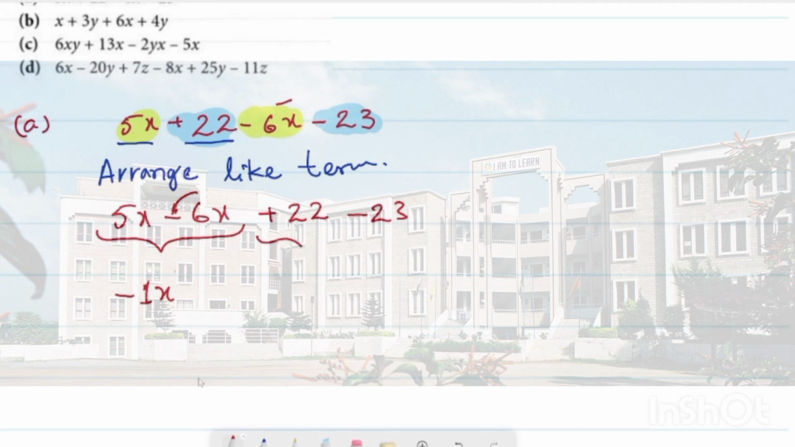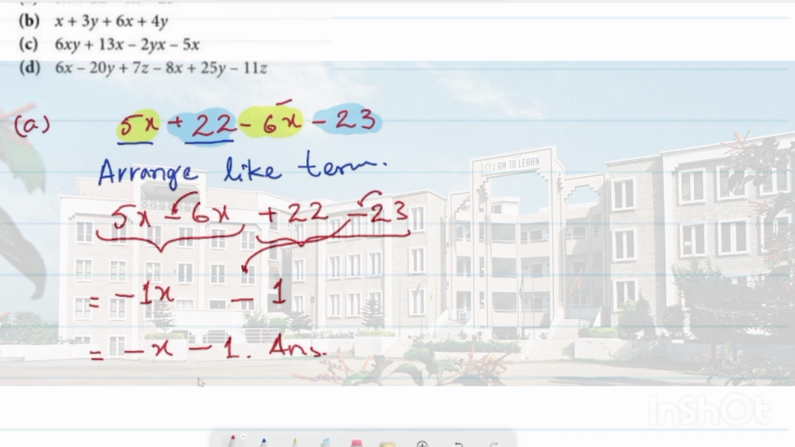Now in the next one there are again different signs, so we subtract: bigger minus smaller, so 23 minus 22 is 1, but we keep the bigger number's sign, so we write negative 1. So negative 1x, negative 1, and whenever a variable has 1 as its coefficient, we don't write it, so we just write negative x, negative 1. This is the answer of question part A.